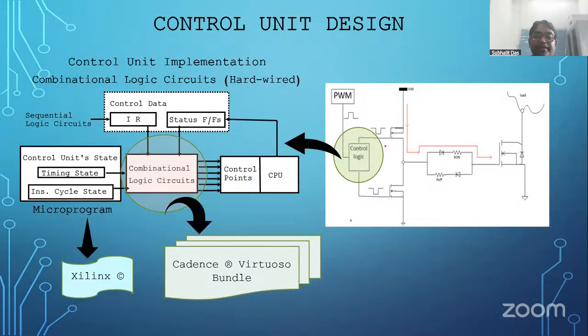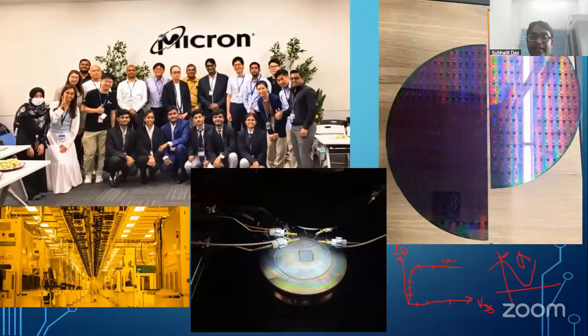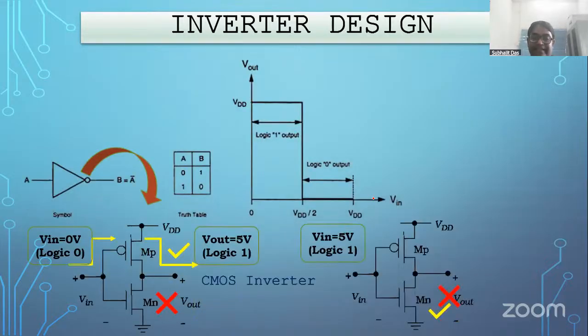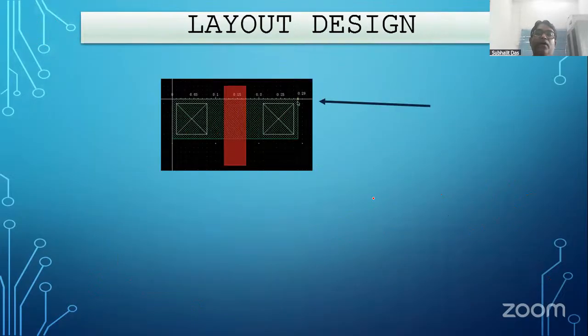This is a control unit. Here the control unit and CPU lead the combinational logic circuits. We have done them in Cadence Virtuoso, and this corresponding circuit is prepared. So we have done it till the circuit design. This circuit design is done. Now this is the very preliminary part to see what the output will be. Now the next part is coming, the layout design.